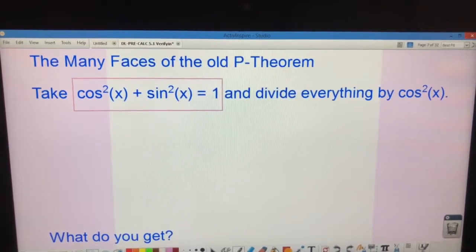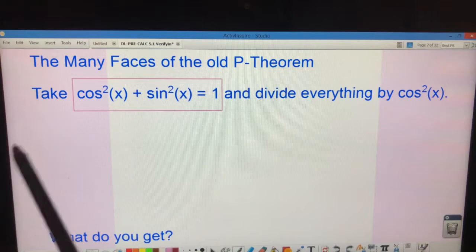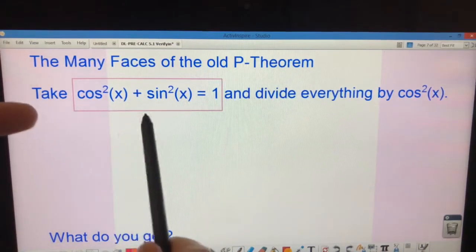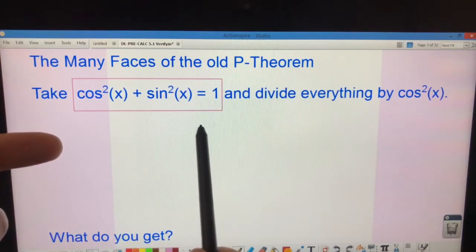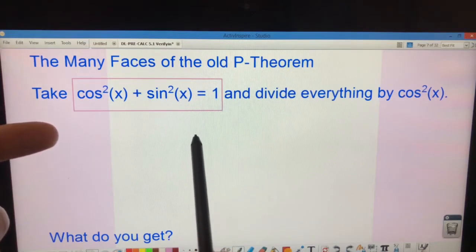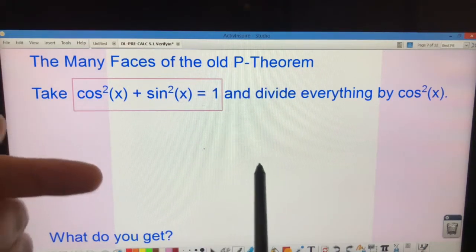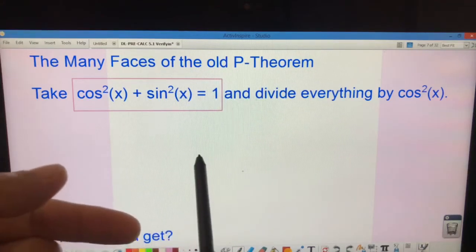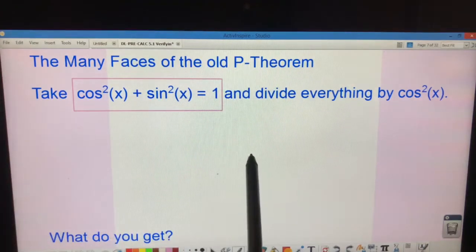All right, here is part 2 of your 5.1 for pre-calculus. This is Mr. S talking. We just looked at this here, okay? Now this is called the Pythagorean theorem. What you can do here is convert it to make it look different every time. So it might look different, but it's the same Pythagorean theorem.